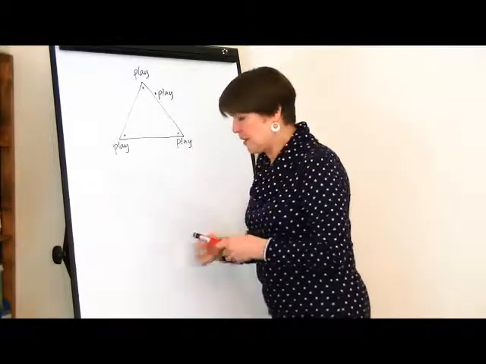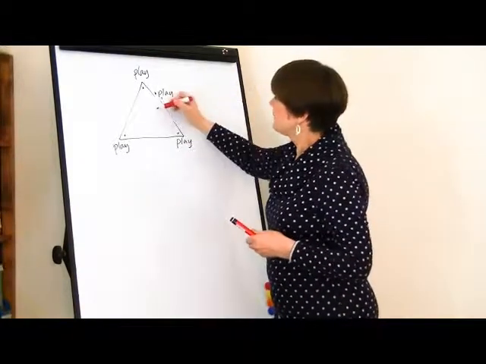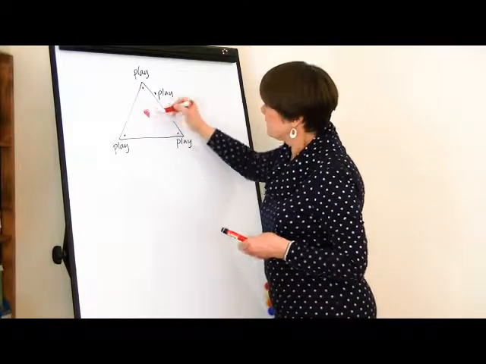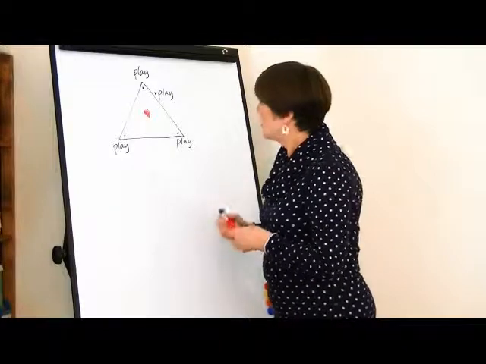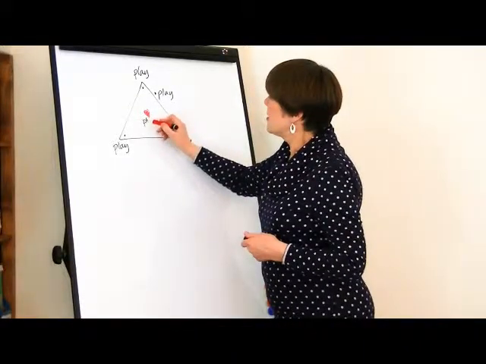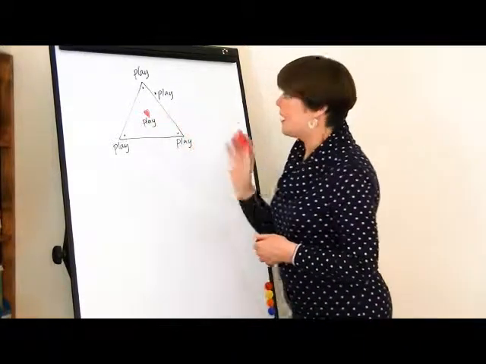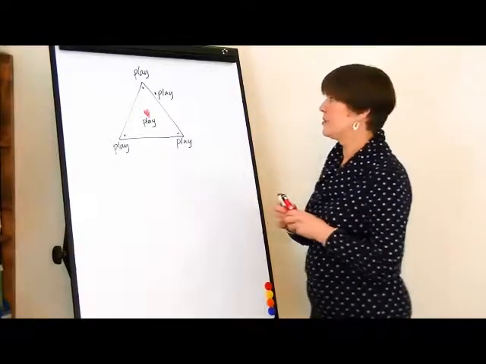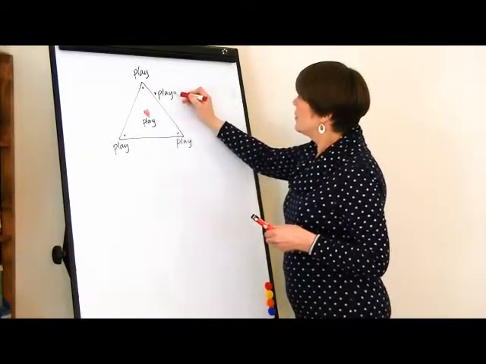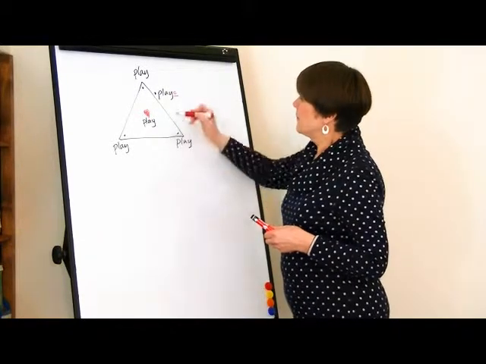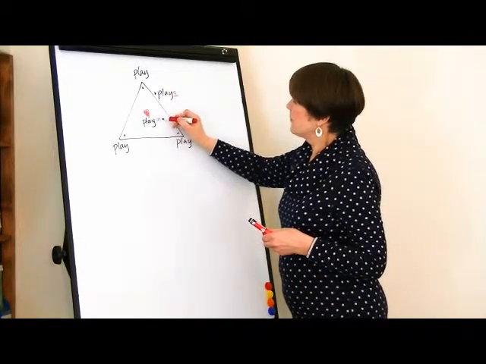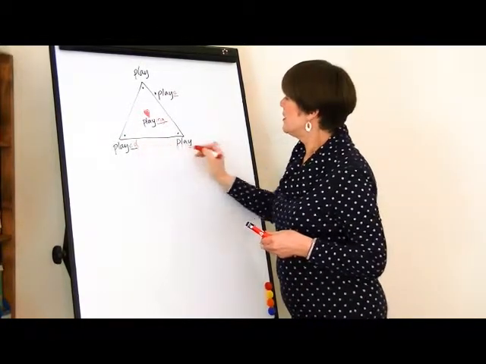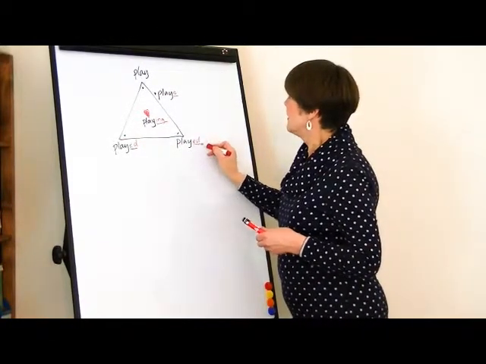And then in the middle I'm going to draw a heart. And I'm going to put play under there. And then I'm going to add the endings, or the inflections as some people might call them. So here I'm putting S, here, ing, here, ed, and here, ed.